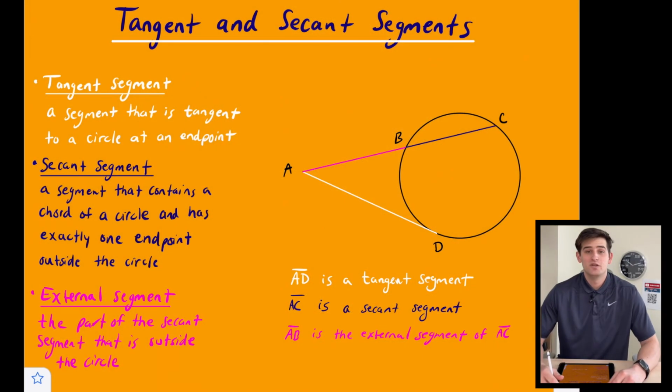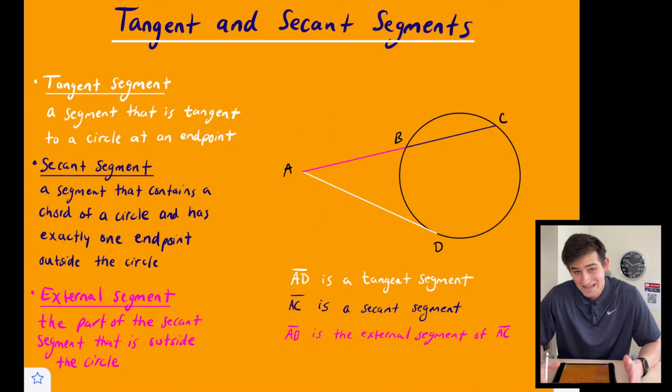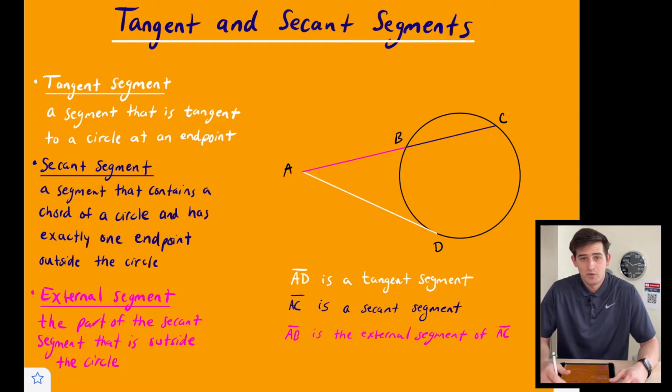Hello everybody, in this video we are going to talk about the tangent and secant segments of a circle. So let's start off by talking about what is a tangent segment, what is a secant segment, what is an external segment. We're going to identify these and know where they're located on a circle. And then we're going to look at two theorems that are associated with segments of secants and segments of a secant and a tangent. And we'll solve some problems using those theorems.